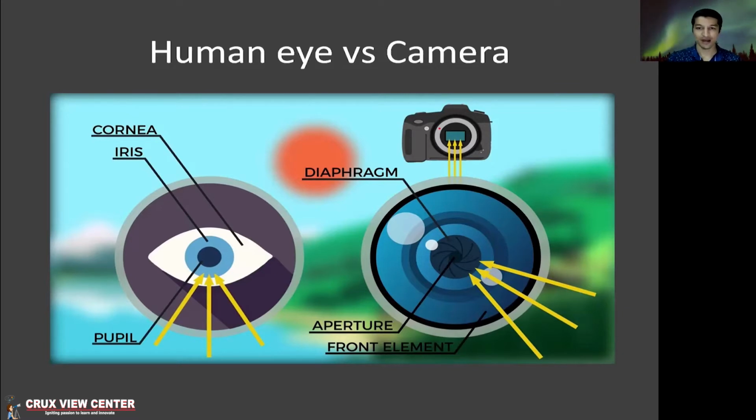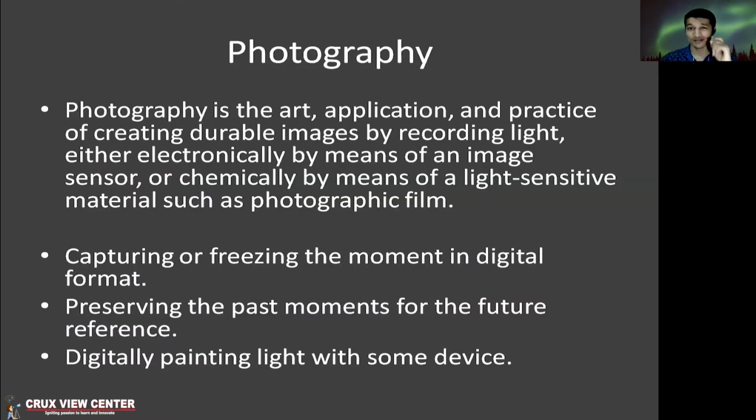But again, coming to mobile photography, there are only two things we need to learn. First, we will try to understand photography. I won't be going to the basic definition that is on the internet, so I'll be jumping to my definition, what I have learned through these years. Photography is capturing or freezing the moment in digital format, because today we have everything digital. It's not like earlier, when we had roll films and those kinds of things. So it's capturing or freezing the moment in digital format, preserving past moments for future reference, or digitally painting the light with some device. This is a basic short definition that easily explains what photography means.